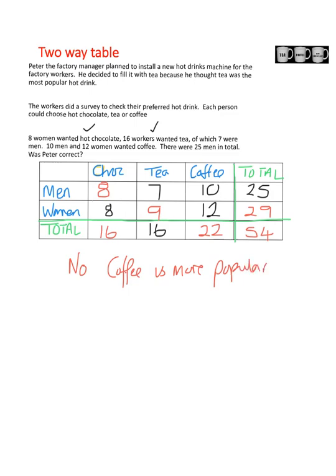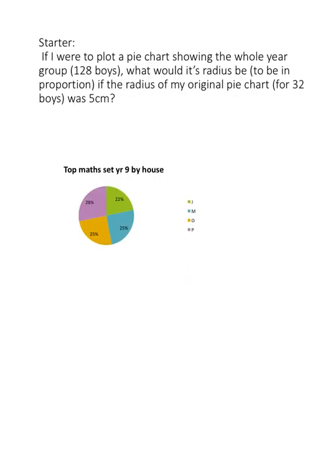So a two-way table is a good way of putting all the data you're given into a table to make it easier to interpret. If I were to plot a pie chart showing the whole group, 128 boys, what would its radius be to be in proportion if the radius of my original pie chart for 32 boys was 5 centimetres?